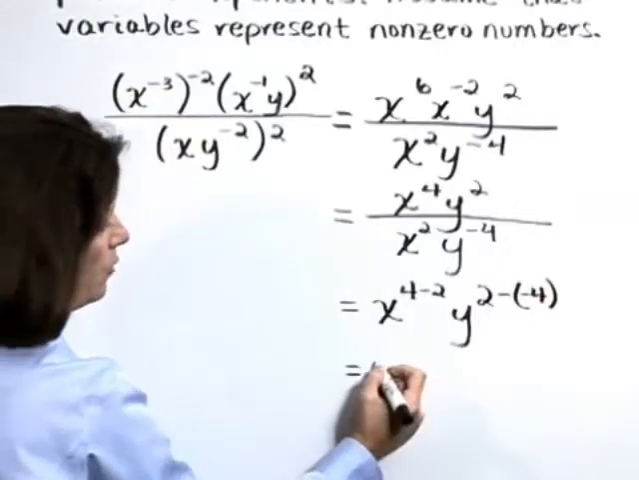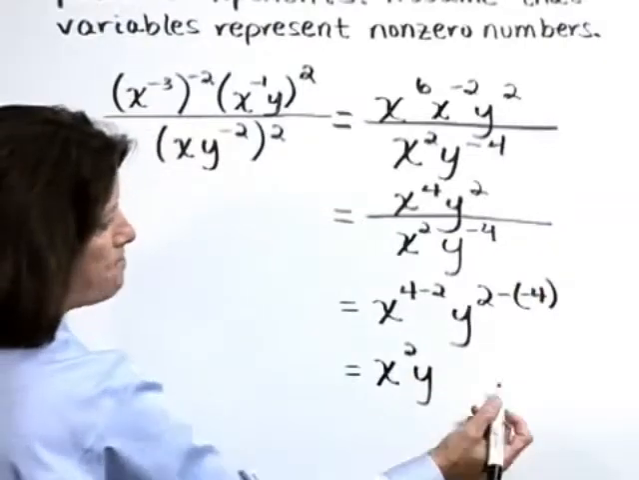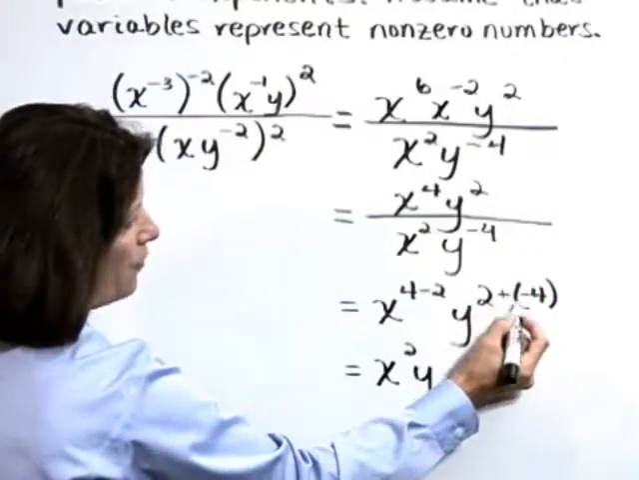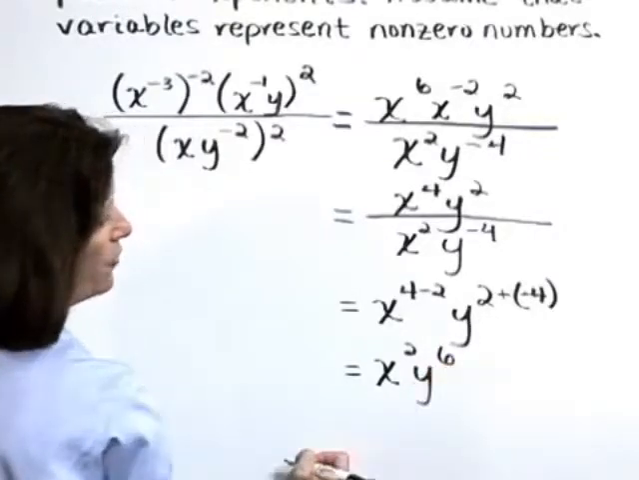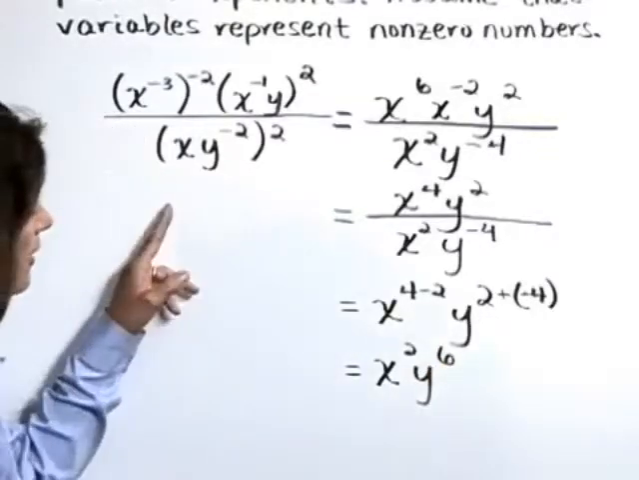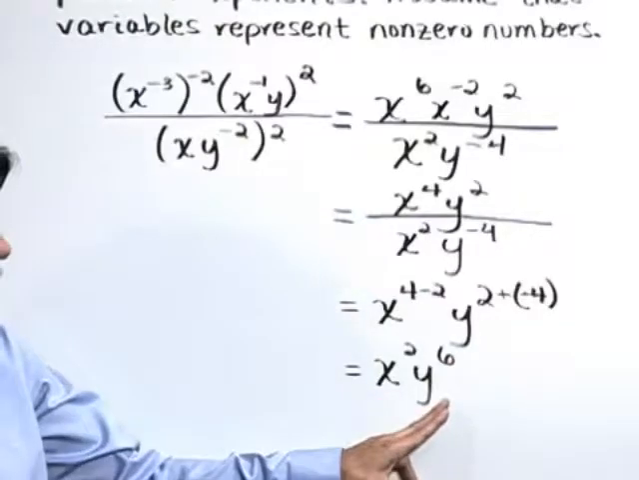As an end result then, we've got x squared times y to the 2 minus a negative 4, which becomes 2 plus 4. So let's call that y to the sixth power. Therefore, the simplified form for our expression is x to the second, y to the sixth.